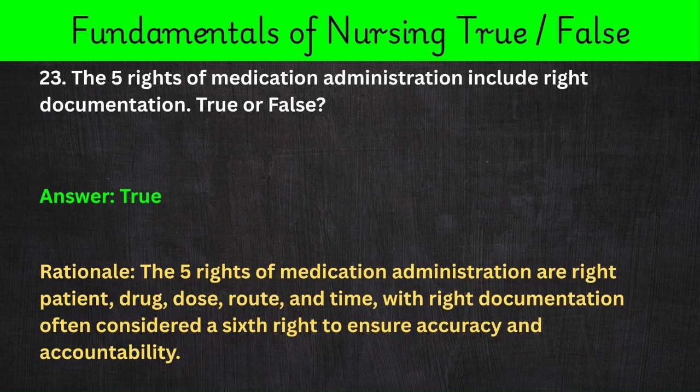23. The 5 rights of medication administration include right documentation. True or false? Answer: true. Rationale: the 5 rights of medication administration are right patient, drug, dose, route, and time, with right documentation often considered a 6th right to ensure accuracy and accountability.